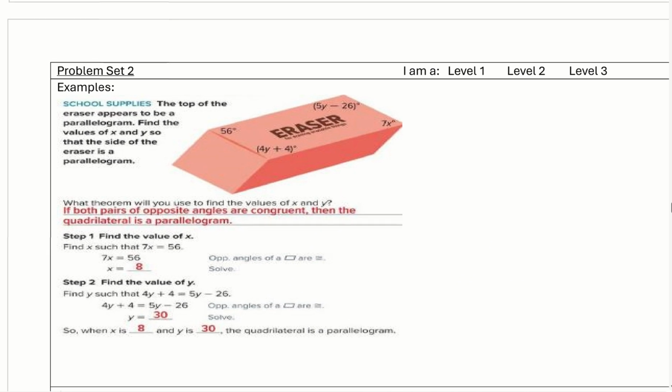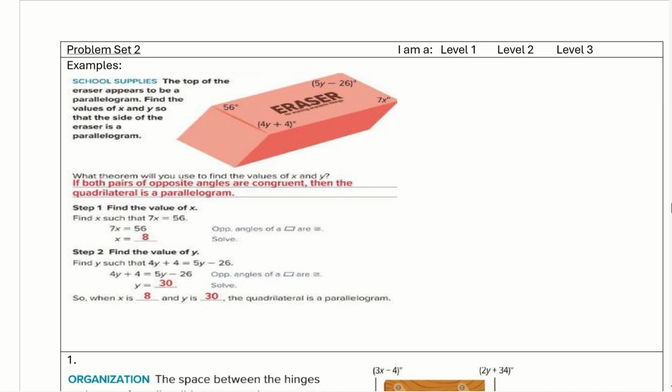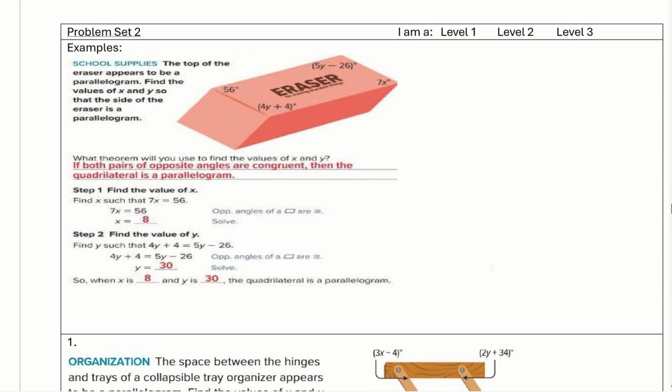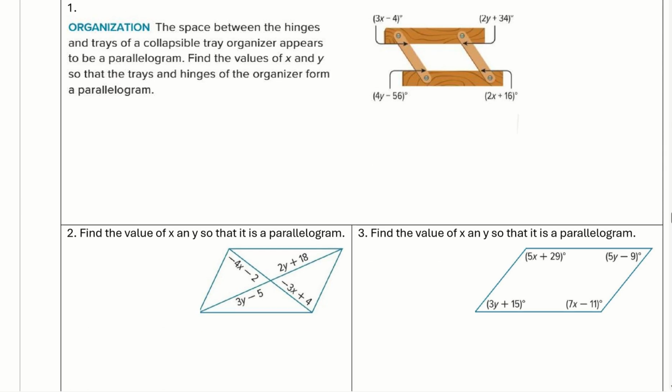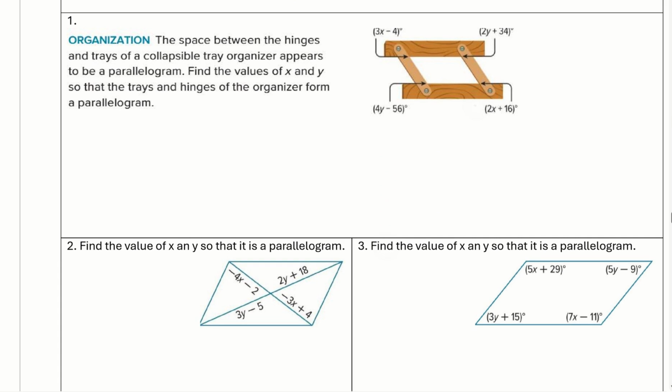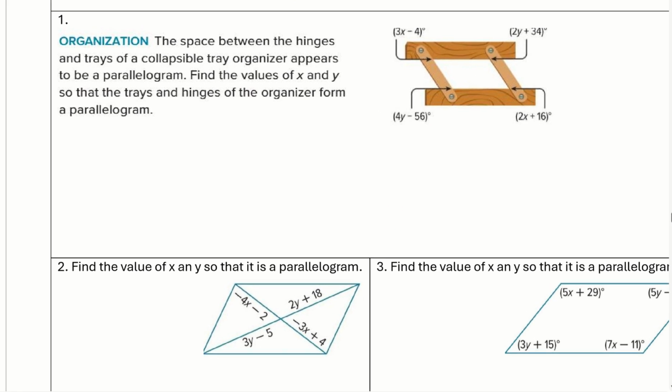All right, so I know I went over a lot of details there, but I figured this is the place to do it, just to get some extra information. All right, so problem set number 2. This time we're going to say, okay, how do we solve for the variable so that we can make sure that it's a parallelogram? So find the values of x and y so that the trays and hinges of the organizer form a parallelogram. So you can see this parallelogram shape.